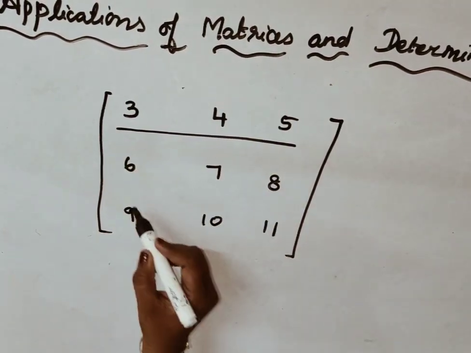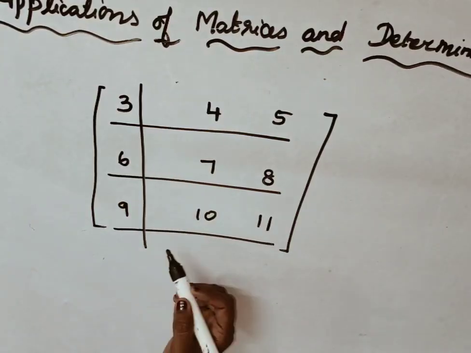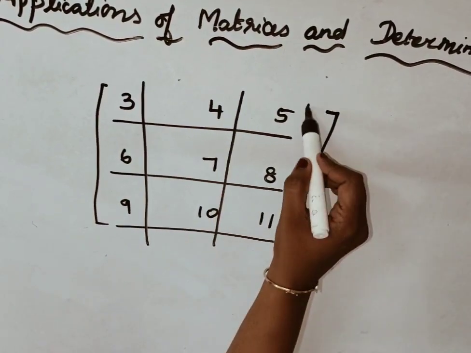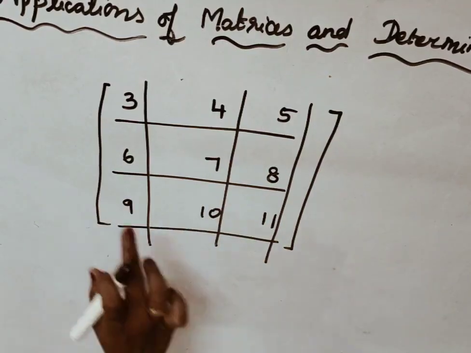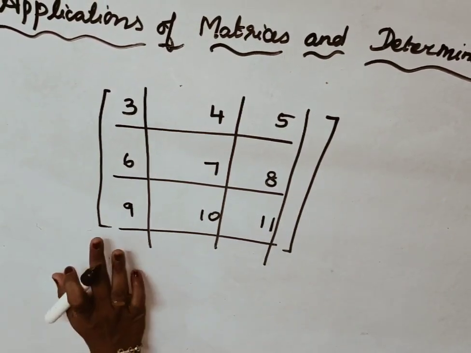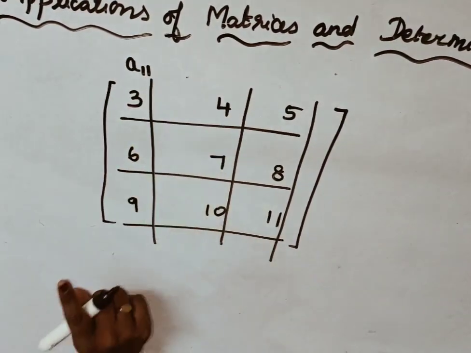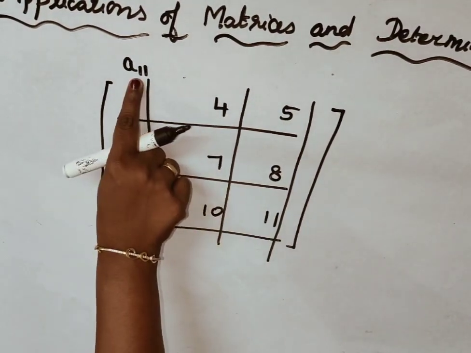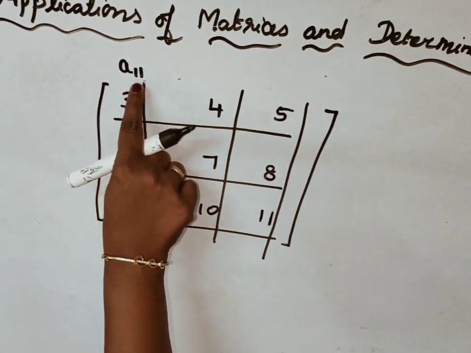We call these the first row, second row, third row, and these the first column, second column, third column. So an arrangement of elements row wise as well as column wise is called a matrix. Now if you look at this element, we can denote it as A11. A11 means first row, first column. This represents the element in the first row, first column.